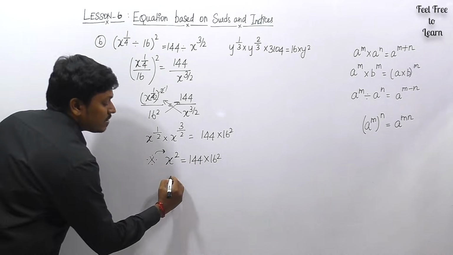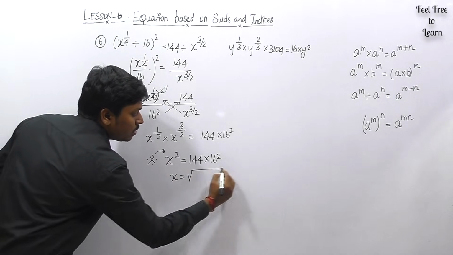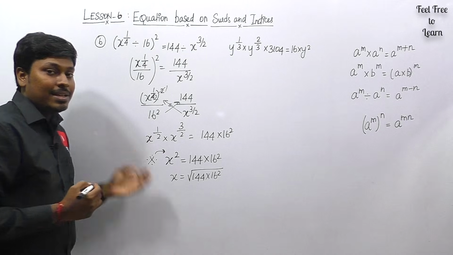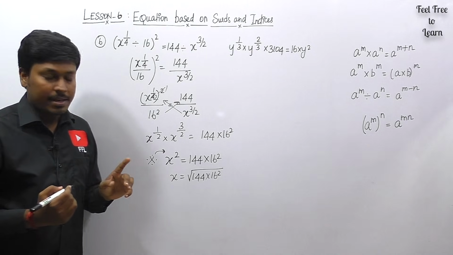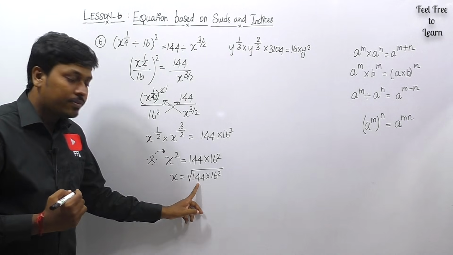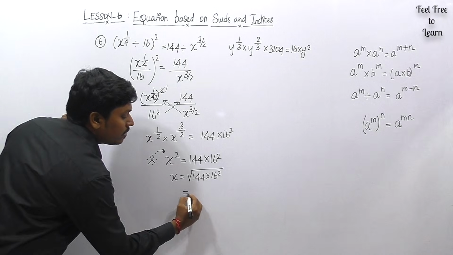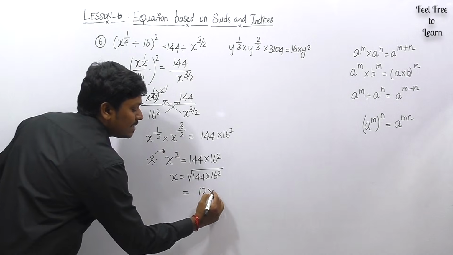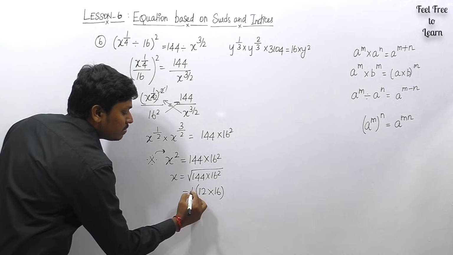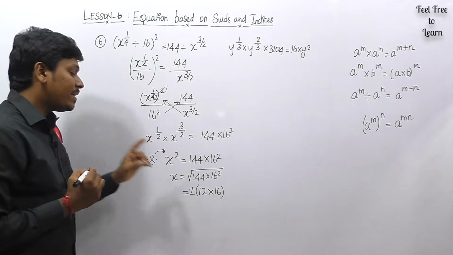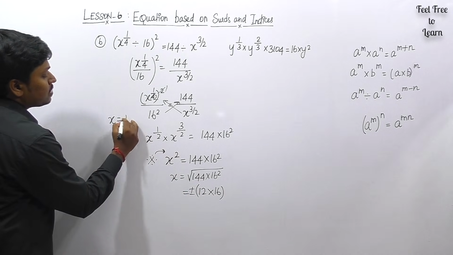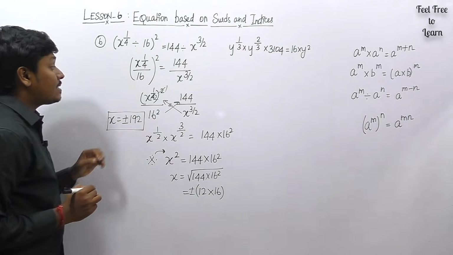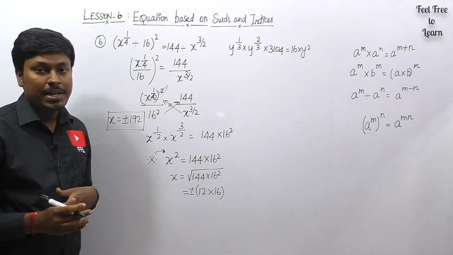So the next step is we are going to place a root for this number. If we are placing a root on any number, then the resultant answer must be plus or minus. So friends, x is equal to root of 144. Root of 144 will be 12, and the root of 16 square will be 16. So finally it should be plus or minus. So 12 into 16 will be plus or minus 192. So finally we got the answer, that is x is equal to plus or minus 192.